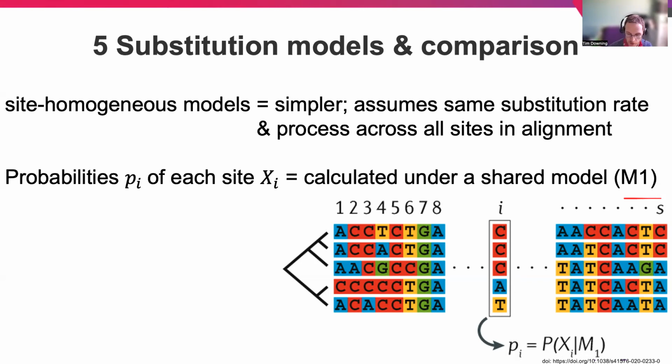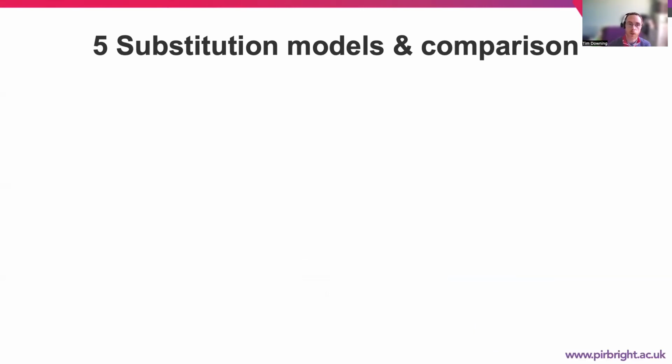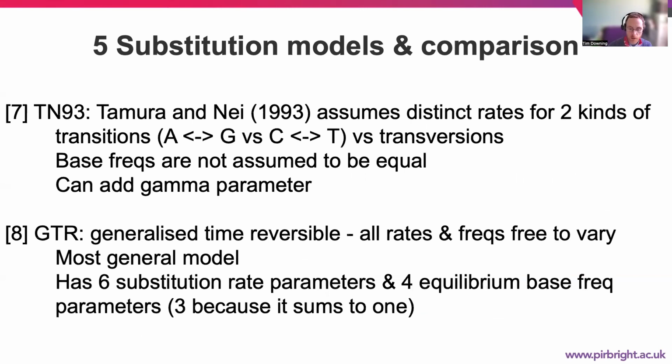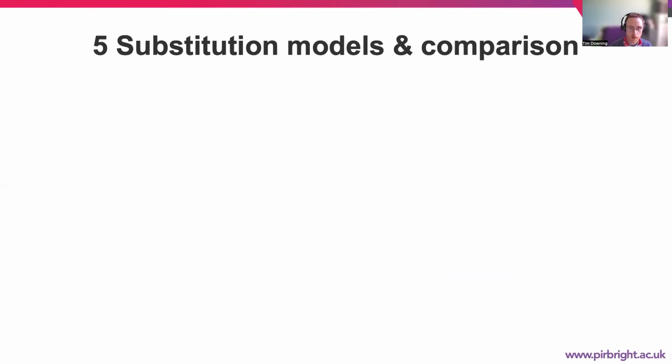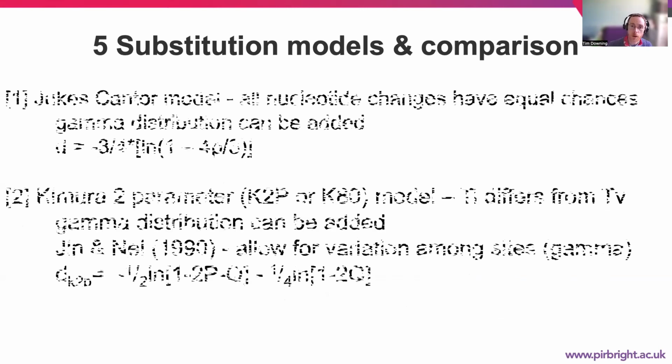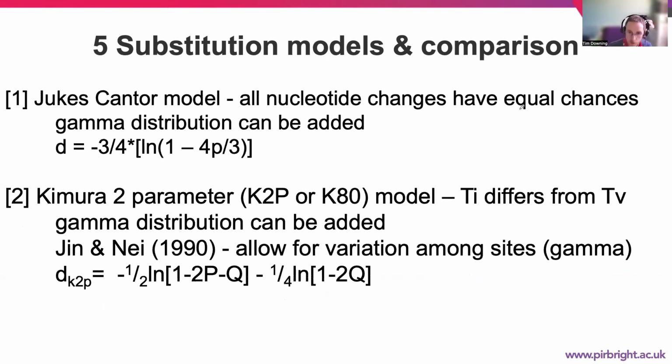So those kinds of site substitution models allow us to think about different substitution models and how they work. The one I mentioned before was the Jukes-Cantor model, where it assumes that all the nucleotide changes have equal chances, but we know that a gamma distribution can be added. That's taking p and getting d from that, the true number of differences.